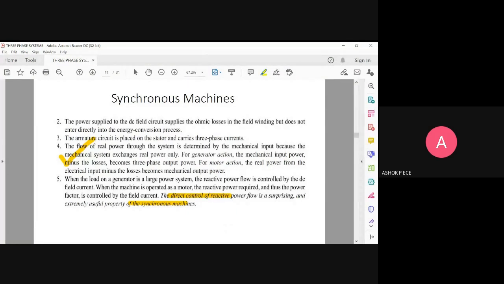Okay. Any doubts so far? See, we are just learning the basics of motor and generator here because this is going to be synchronous machines. The meaning of synchronous machine is that the rotation of the rotor is going to be fixed by the supply.